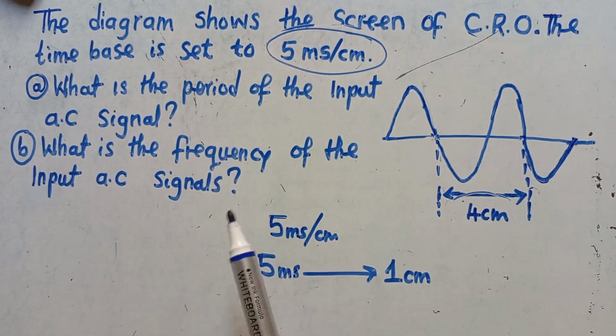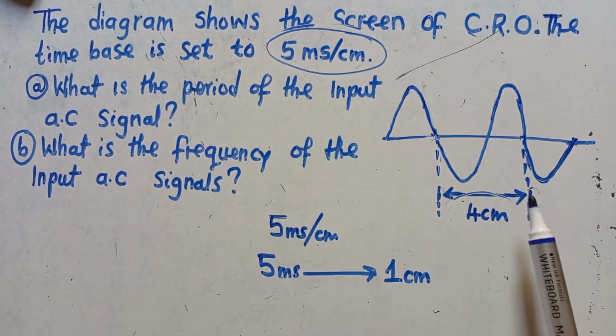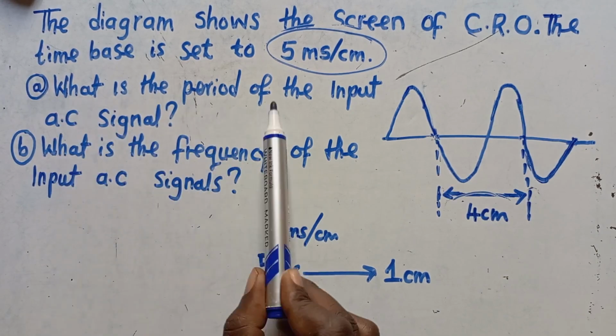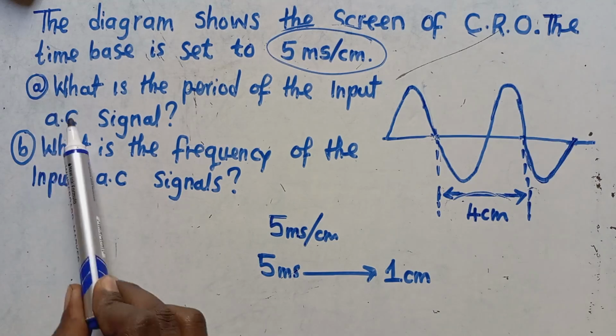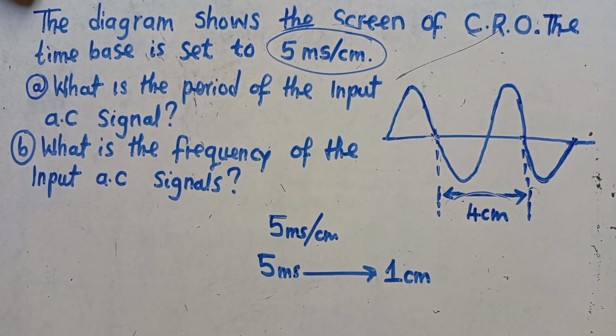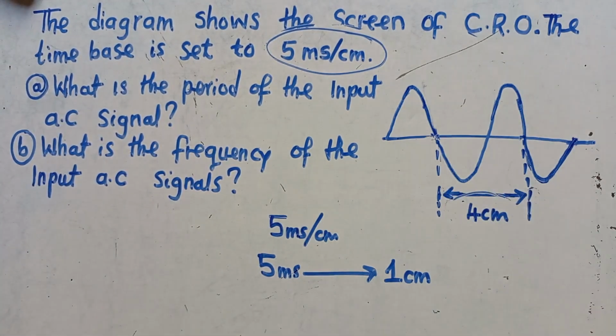So let us now go to the first question. This is a screen that is just represented there, a cross section of the screen. Then the first question is saying, what is the period of the input AC alternating current signal? So we want to find the period of the input. For you to find the period, you want to calculate the time that is given there. Have you seen time under this interval? So you need to understand that the cathode ray oscilloscope is also used in measuring short time intervals. This is one thing you are supposed to know and understand.